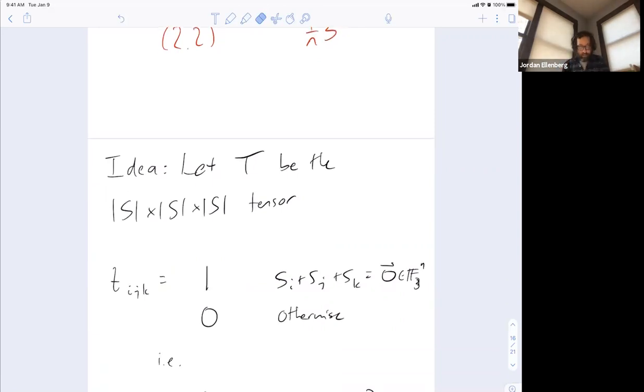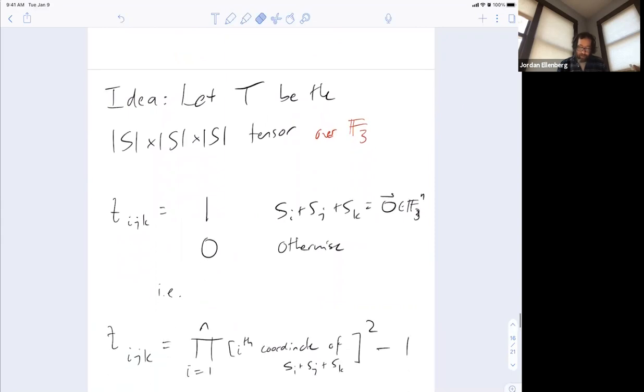And now the tensor is just going to take values 1 and 0. Maybe I should say this is the tensor over F3. It's now over a finite field, but linear algebra works great over a finite field. And basically, it's 1 if the sum of the corresponding 3 points is the 0 vector, and 0 otherwise. So it's like a 1, 0 tensor.